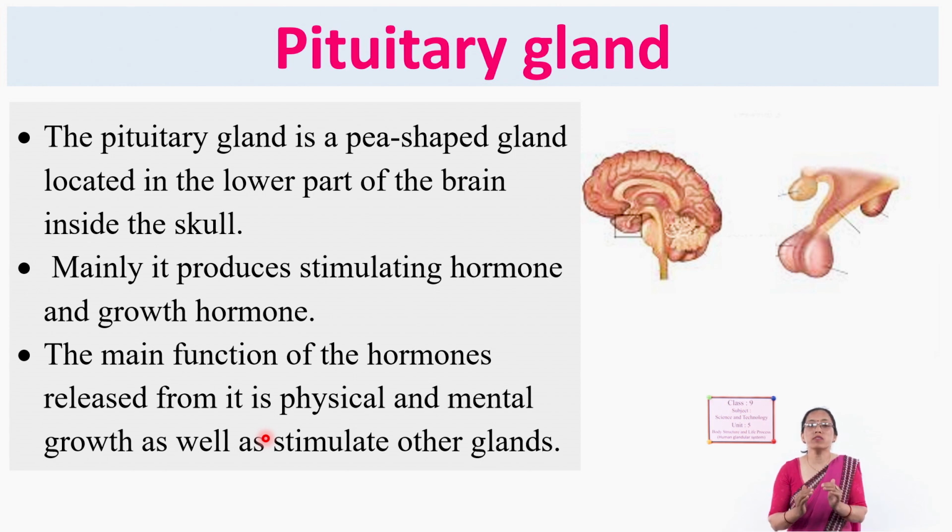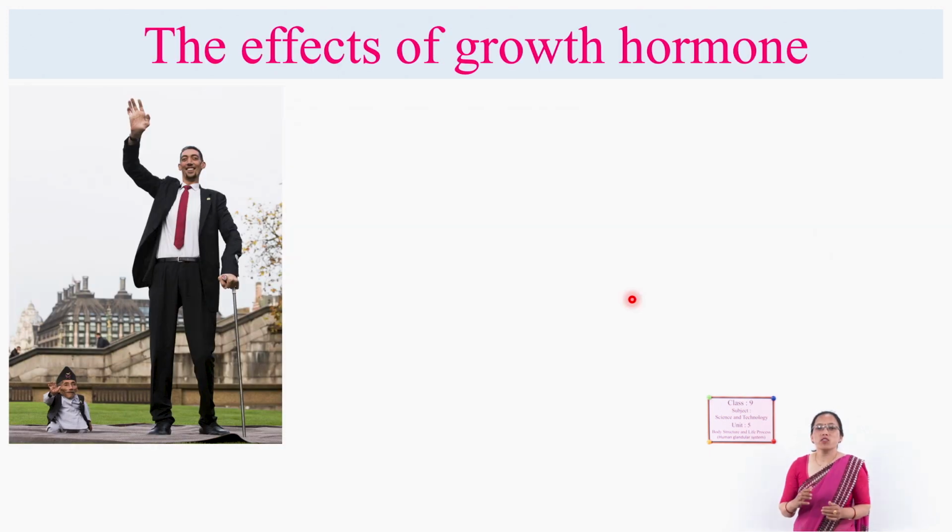gland, which helps in physical growth, mental growth, as well as it stimulates the various glands of our body. These stimulating hormones secreted by this pituitary gland stimulate various glands, and growth hormone mainly performs the physical growth. Okay, then what effects can we see if there is deficiency or excess of growth hormone?